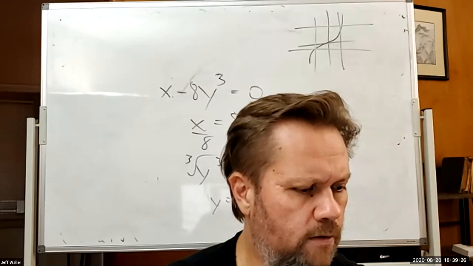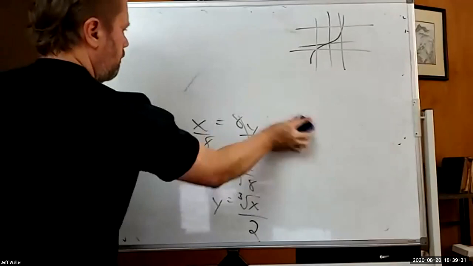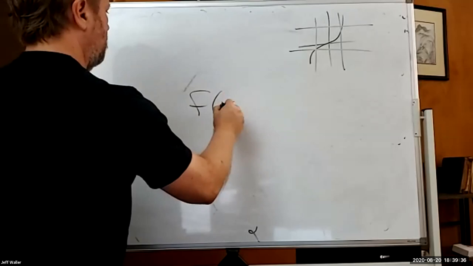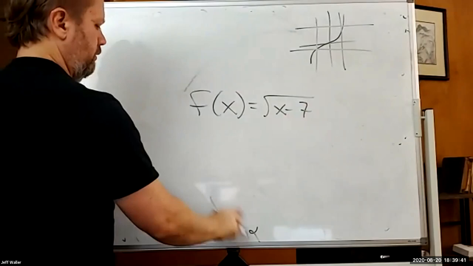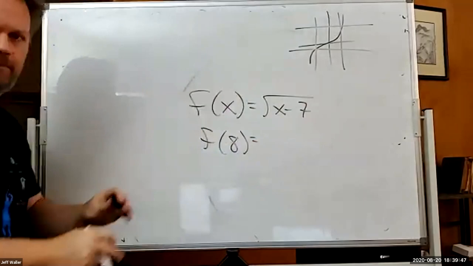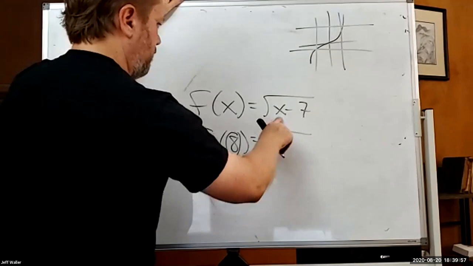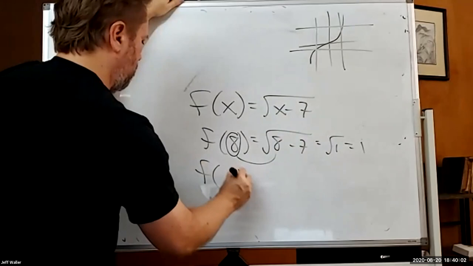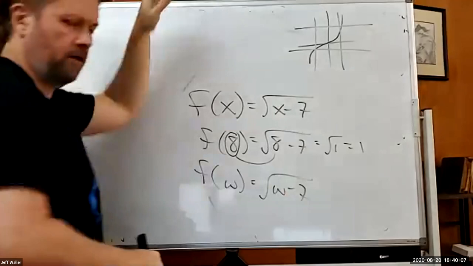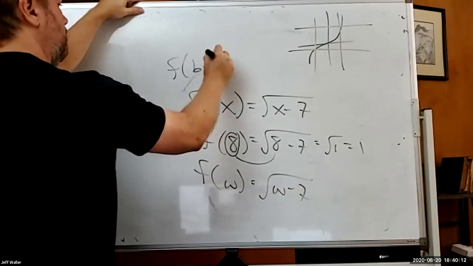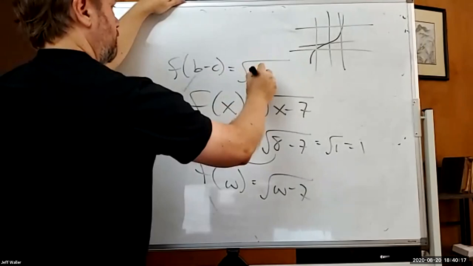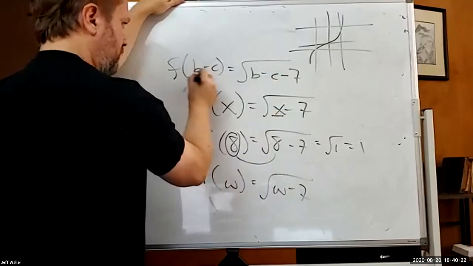So, let's see, if f of x is the square root of x minus 7, right? What is f of 8, first off? So you do 8 minus 7? Yeah, so you take whatever's in here, and you put it in place of the x, right? So what is f of w? Square root of w minus 7. That's right. So what would f of b minus c be? It would be the square root of b minus c, and then minus 7. Yep. That's it. So whatever's here goes in place of x. Okay.